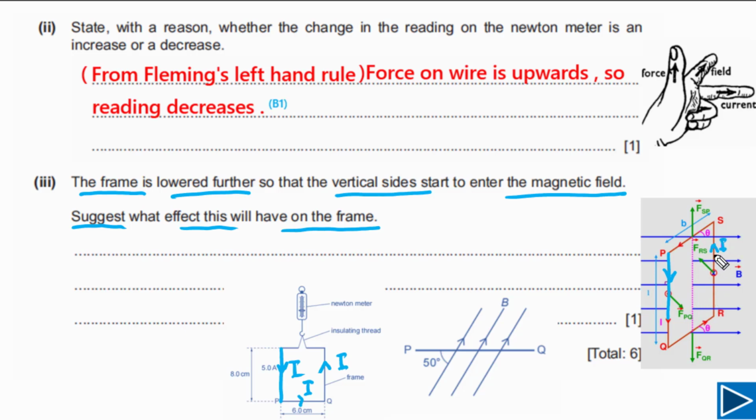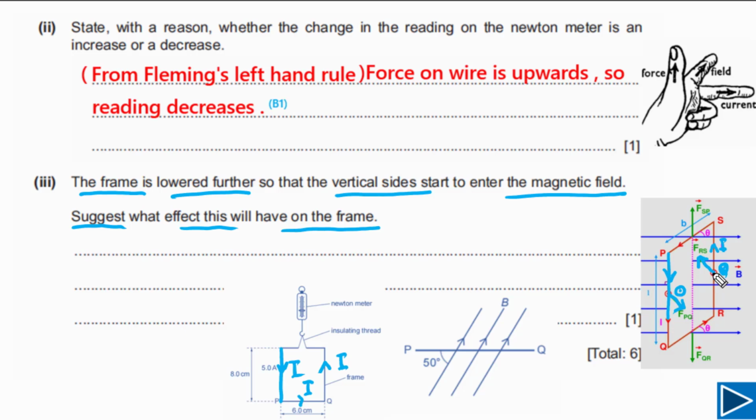Now if you look at these two sides, there is a force on this side. That force is out of the page. And the force here, because the direction of current is reversed, is into the page. So one force is out of the page, one force is into the page. We can also use symbols here. This means into the page and this means out of the page.